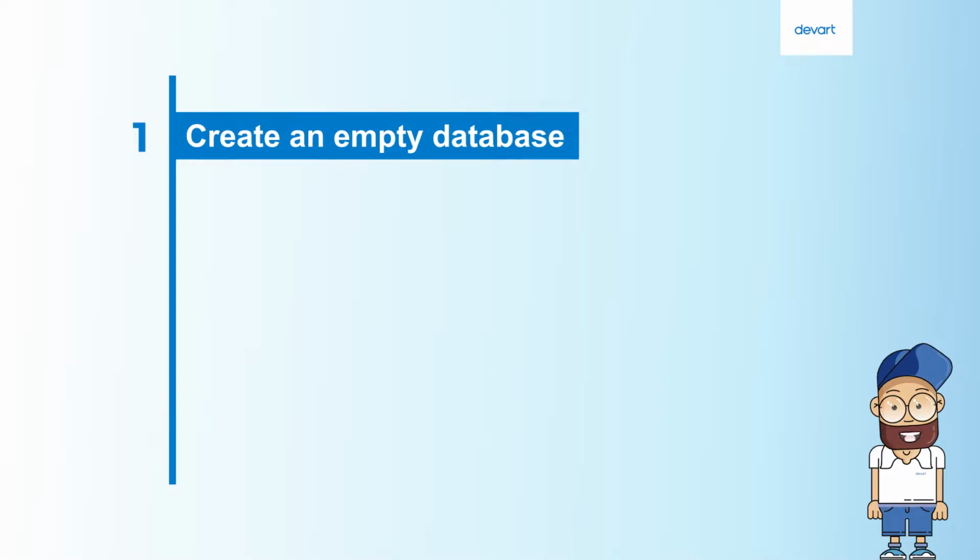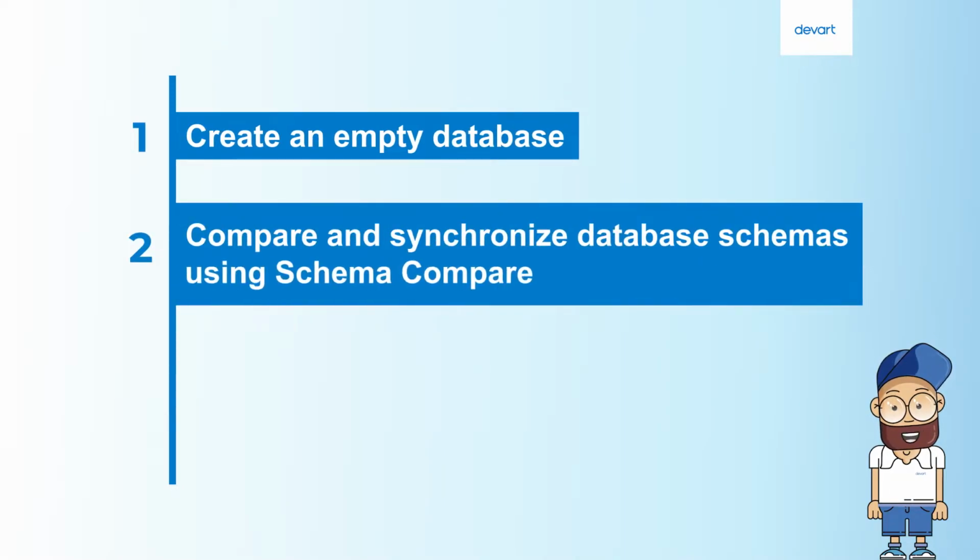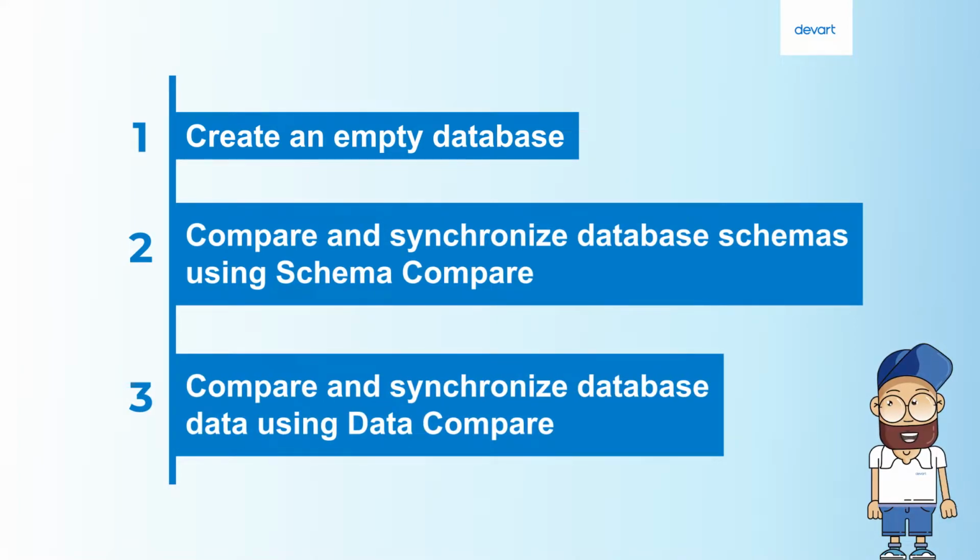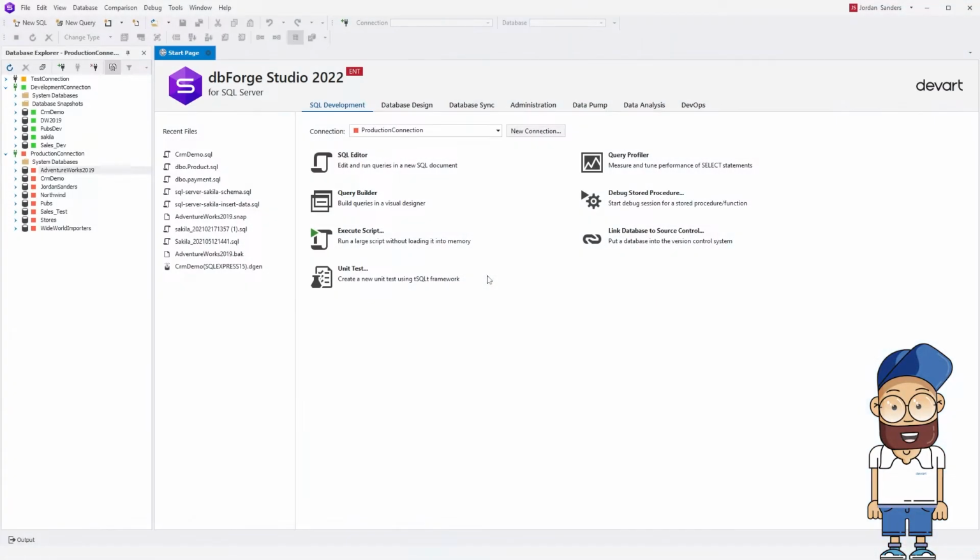First, you create an empty database on the target server. Next, you use dbForge Schema Compare to copy the source database structure. And finally, you synchronize the contents of your 2 databases using dbForge Data Compare. As a result, your empty database becomes identical to the source. In this demo, we will copy the AdventureWorks 2019 database to another server to show you how it works.